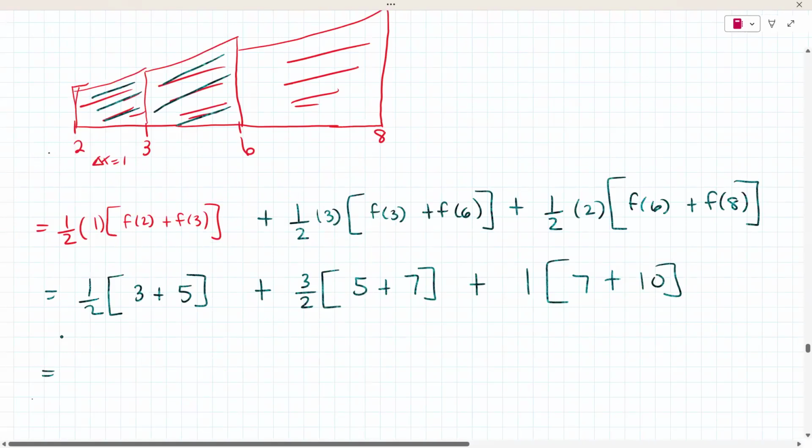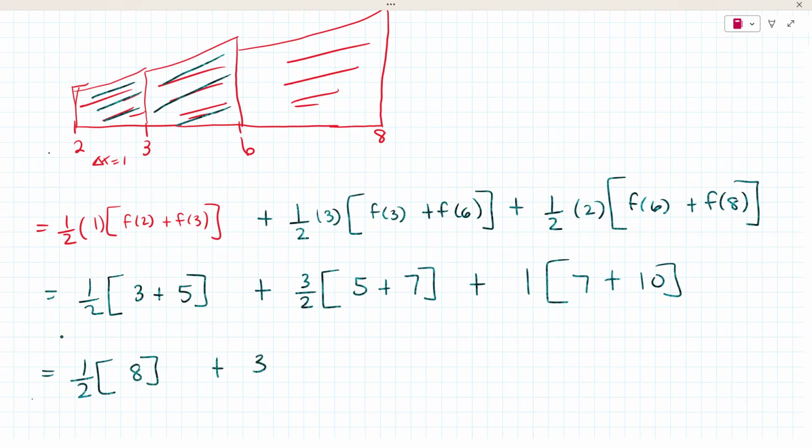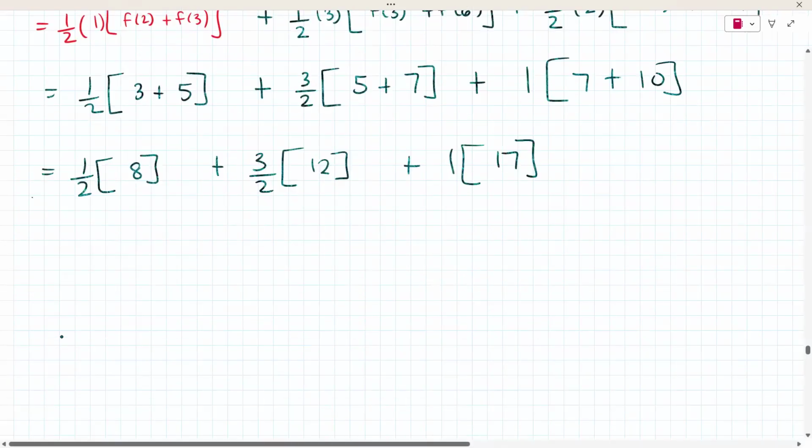Okay, so this is going to be 1/2 times 3 plus 5, that's 8. And then 5 plus 7 is 12. Plus 1 times 7 plus 10, which is 17. Okay, and then if you put it all together, you actually get a whole number, which is 39.